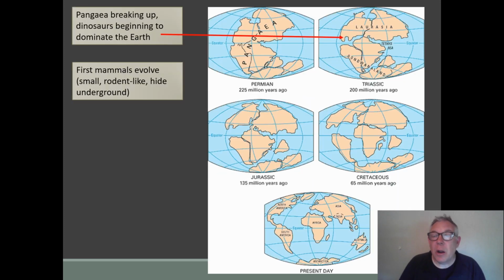And so here we are in the Triassic, about 200 million years ago. Pangea is breaking up, and this is when dinosaurs are beginning to dominate the Earth. And this is when our first mammals evolved on land. But again, they were small. They were like rodents, mice, rats, maybe squirrels.